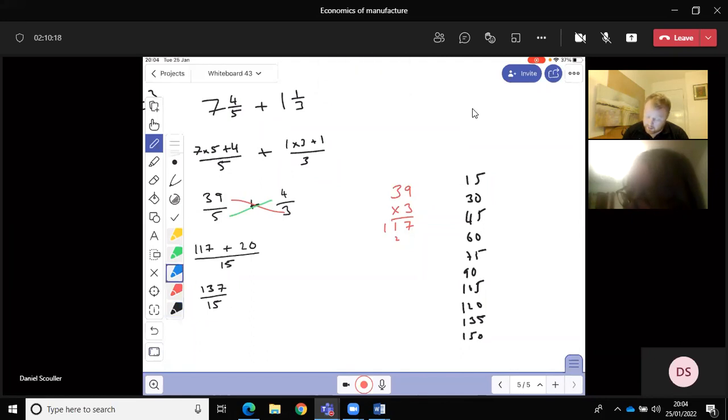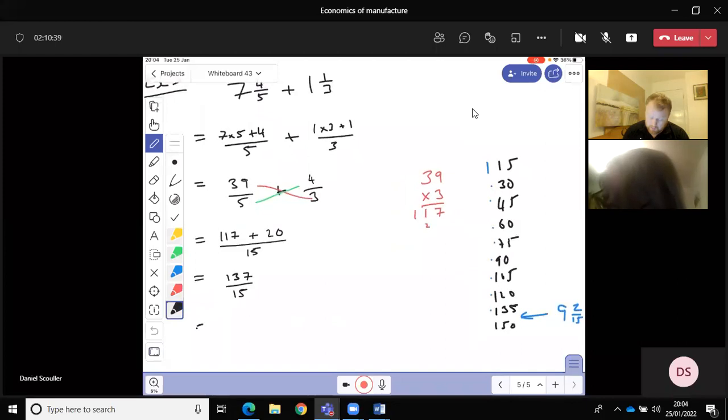Where does that fit in? It's in here. So that's 1, 2, 3, 4, 5, 6, 7, 8, 9. So 9 whole 15s, and what we're left with is 2. A remainder of 2. So we're going to get 9 wholes, remainder 2 over 15.